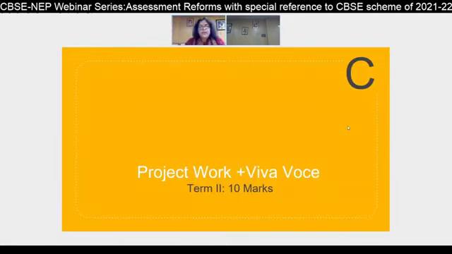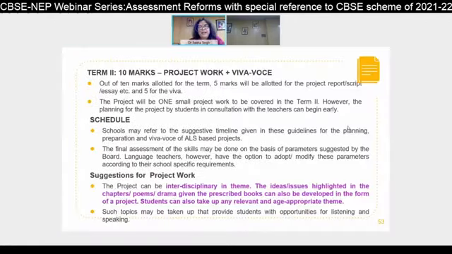For term 2, there would be 1 small project work and a viva voce, and 10 marks would be assigned to this. Out of the 10 marks allotted for the term, 5 marks will be allotted for the project, report, script, or essay, and 5 marks for the viva.